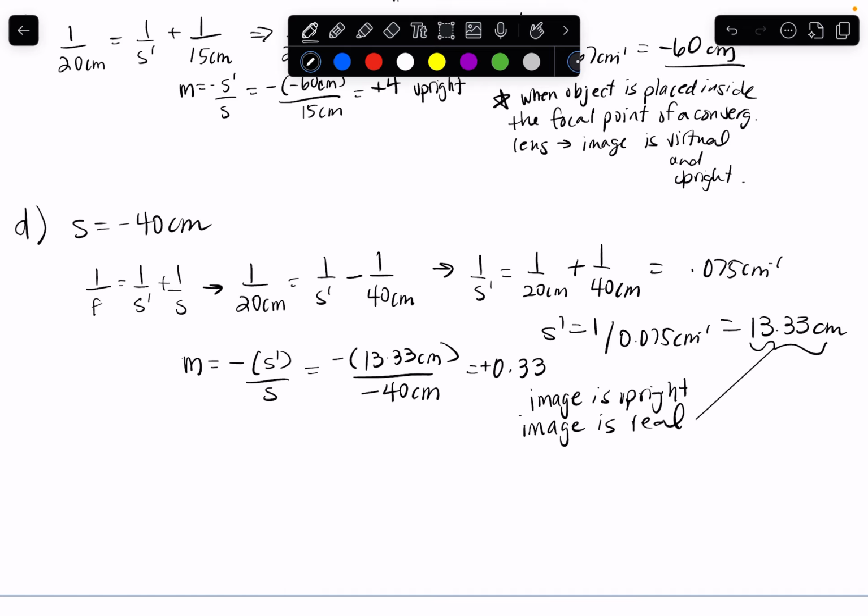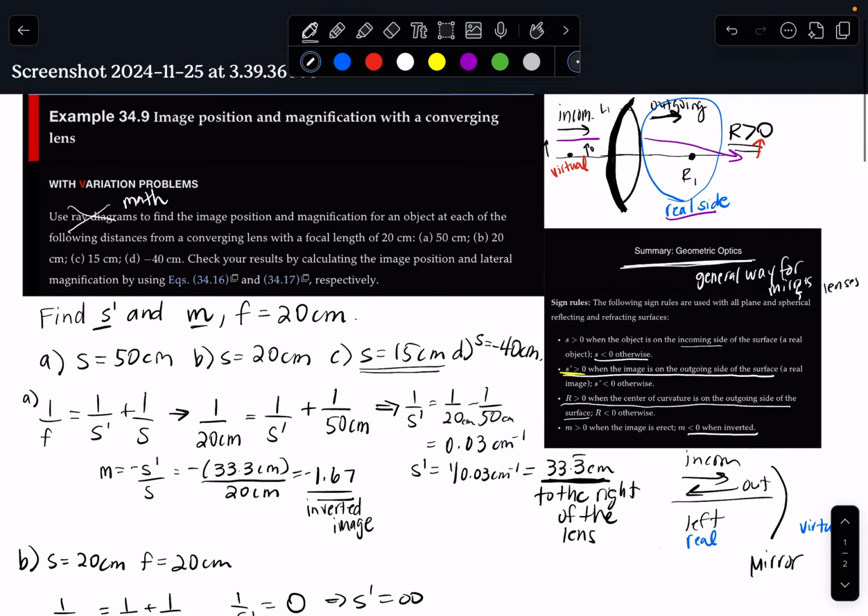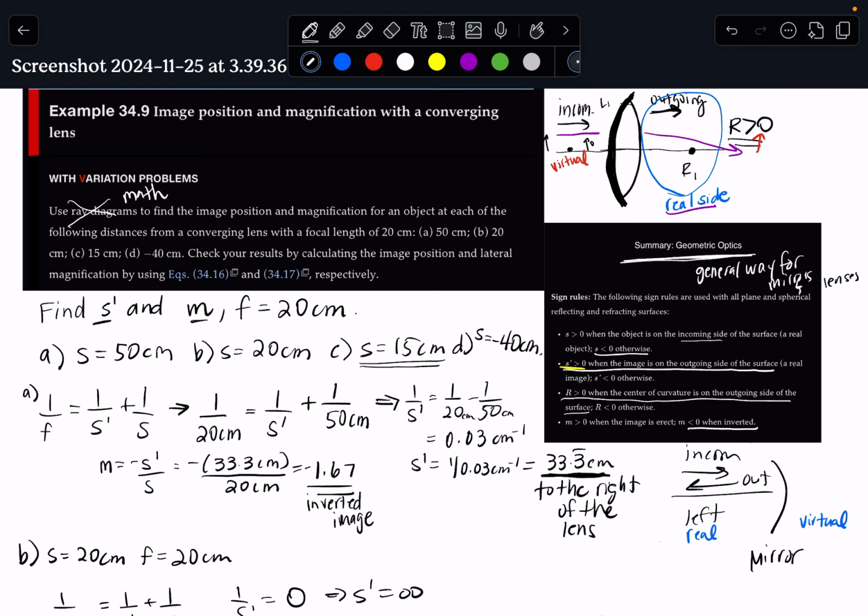All right, so that is our example for a converging lens. We calculated the image distance and the magnification for 4 different positions of the object, first beyond the focal point, then bringing it closer to the focal point, inside the focal point, at the focal point, and then finally putting the object on the virtual side, which is what we did in part D. So we kind of cover all the cases, okay? And then we'll do one more example with diverging lenses after this.